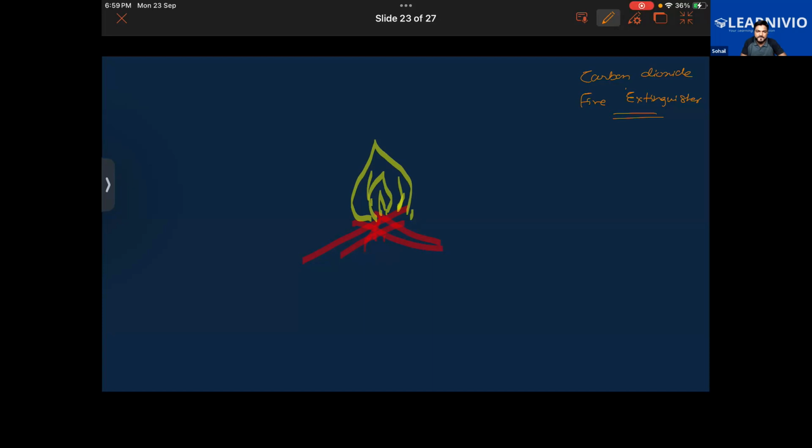If we extinguish the fire with carbon dioxide, the oxygen will move away, and carbon dioxide will take its place at the base of the fire. Then it will extinguish. You have answered. You have made a very good point here. The thing is that carbon dioxide gas is heavier as compared to oxygen.